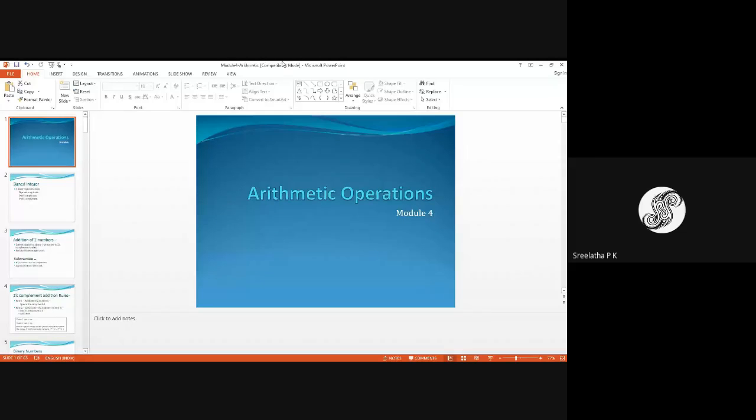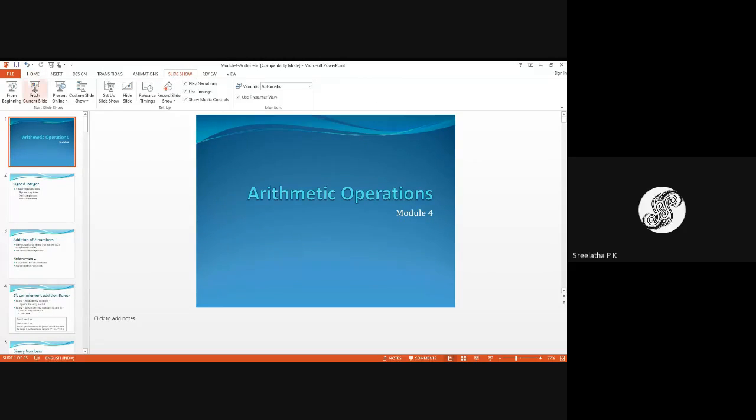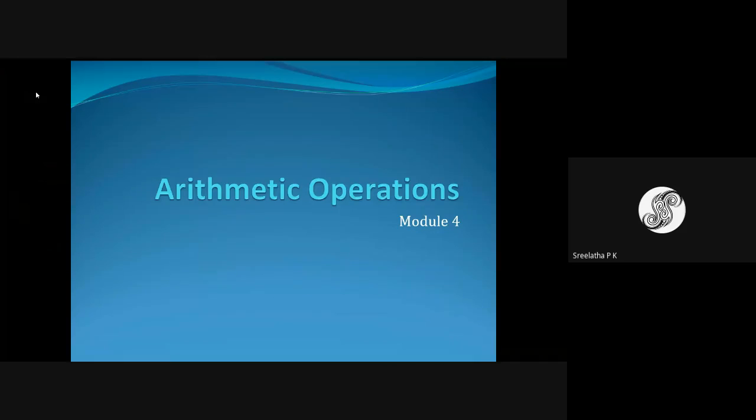That is arithmetic operations. Okay, so here it is, arithmetic operations. You know that in the ALU, the arithmetic logic unit, the operations take place. These arithmetic operations take place. You will also know that this ALU consists of many circuits.